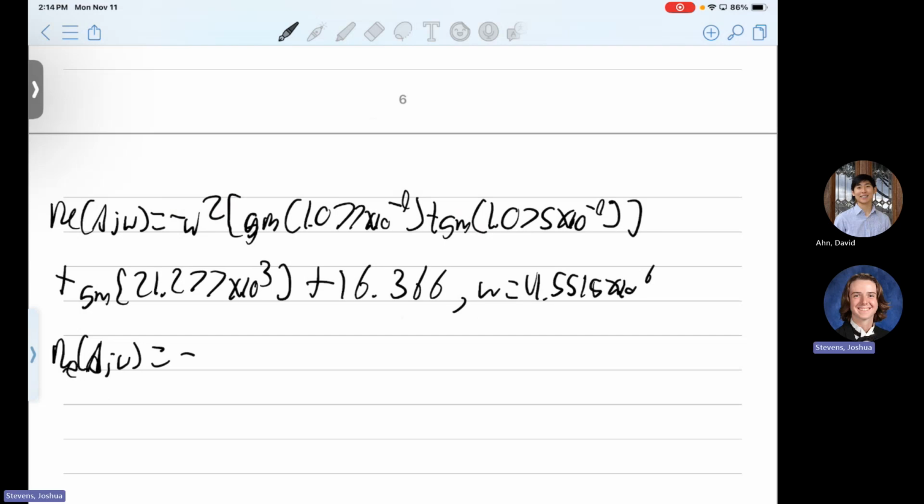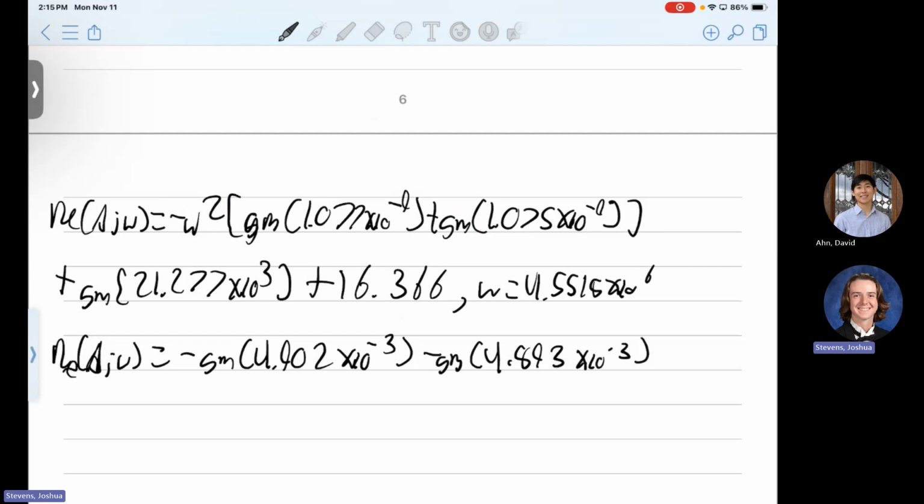That's positive 6, right? Negative GM times 4.902 times 10 to the 3rd, minus GM 4.893 times 10 to the negative 3rd, plus GM 21.277 times 10 to the third, plus 16.336. And that is all equal to 0.